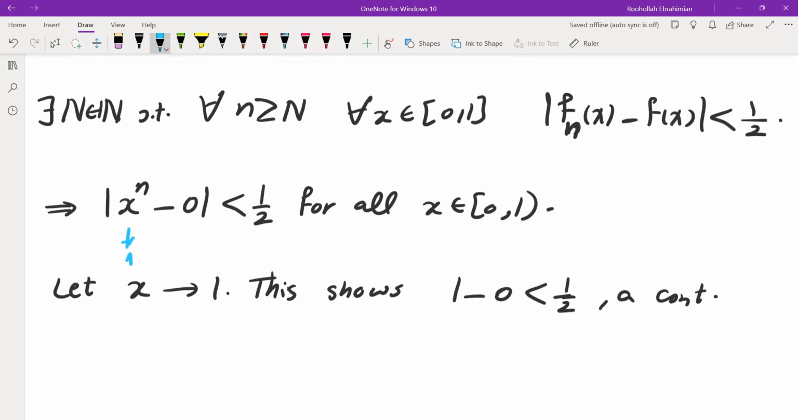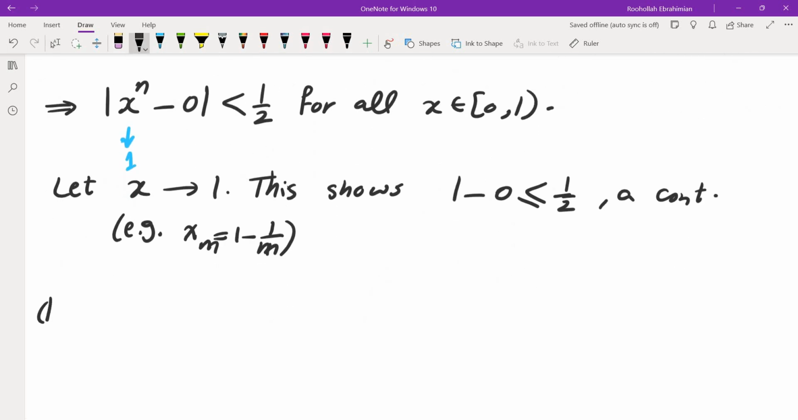So if x approaches 1, I can choose, for example, xm equals 1 minus 1 over m, because I don't want to mix the n and m up. This approaches 1, therefore xm to the power of n approaches 1, so 1 should be less than or equal to 1/2, because you're taking the limit, so it would be less than or equal to. Okay, so that's a contradiction.